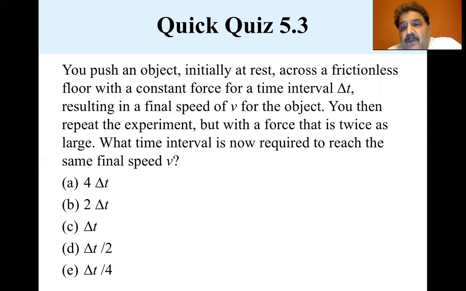So you're pushing with a greater force, twice as large. So is it 4 times delta t, 2 times delta t, delta t divided by 2, or delta t divided by 4? Well, if you double the force, you only need half the time. So delta t divided by 2 is what you need to reach the same speed.